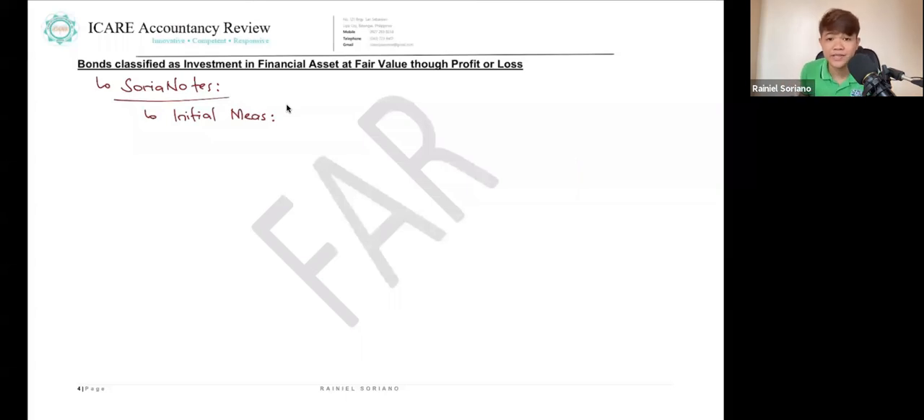Okay, going back to my discussion, initial measurement of this investment will actually be the fair value. Fair value, normally this is the purchase price. Once again, if we are the investor, tayo ang bumibili. So this is the purchase price excluding any accrued interest. So ibig sabihin, accrued interest just in case meron man, will not be part of our initial measurement.